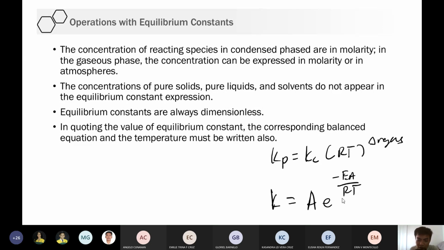Kung nakalimutan nyo na yan, okay lang. Hindi naman natin gagamitin to eh. Senior high pa to na for sure. Okay, so yung punto ko lang dito is that K differs at different temperatures. Okay, so yan.